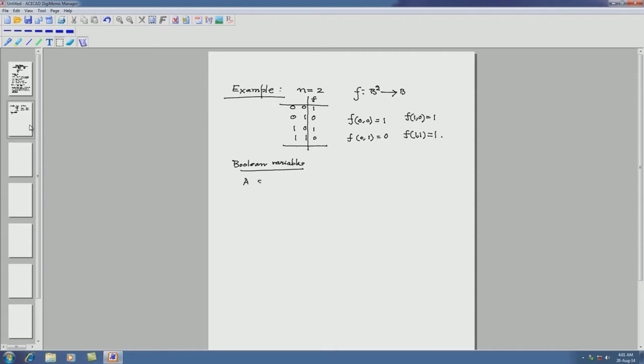A symbol x is said to be a Boolean variable if x can take values from B, which is essentially the set containing 0 and 1.